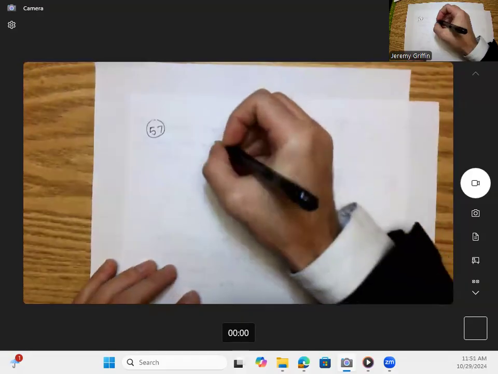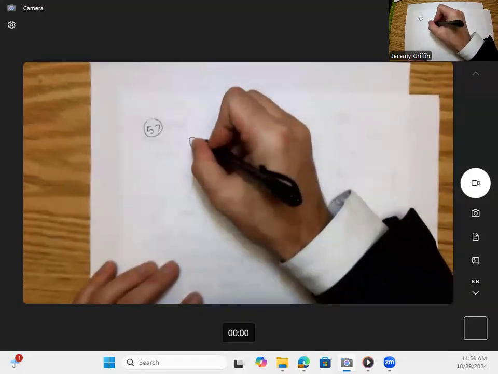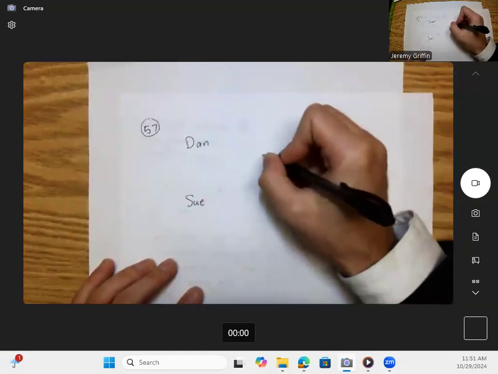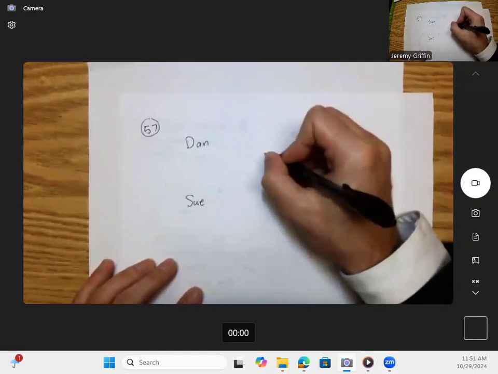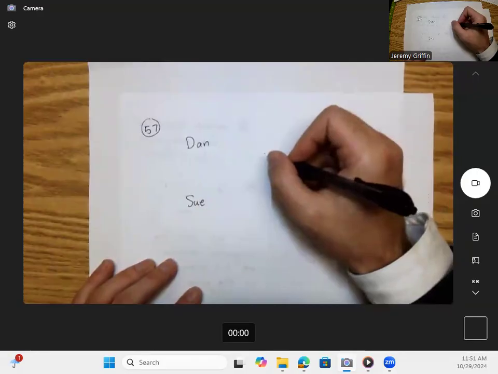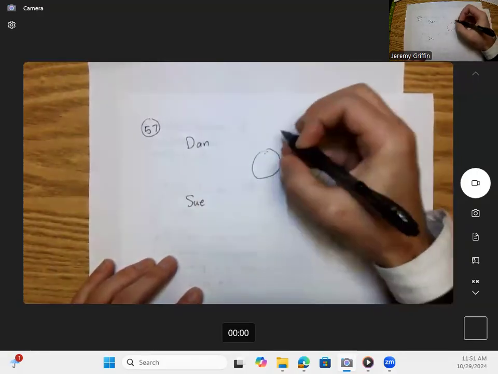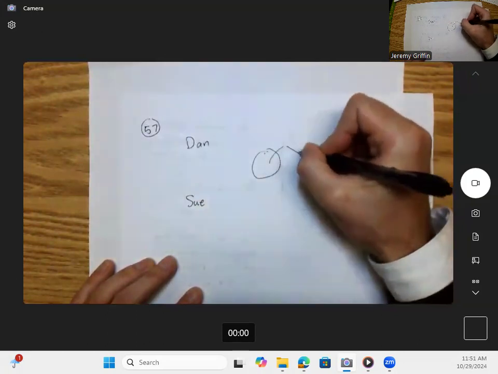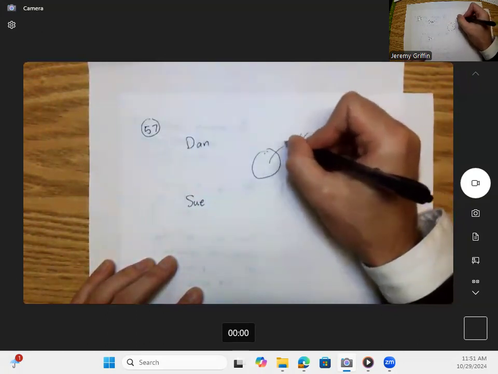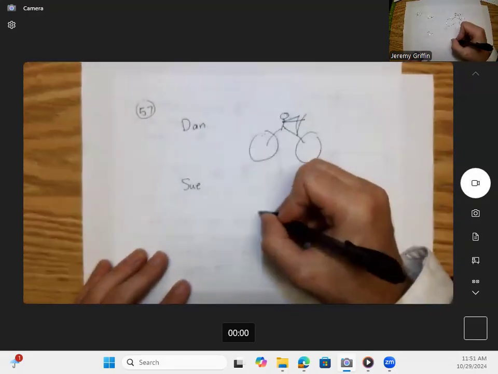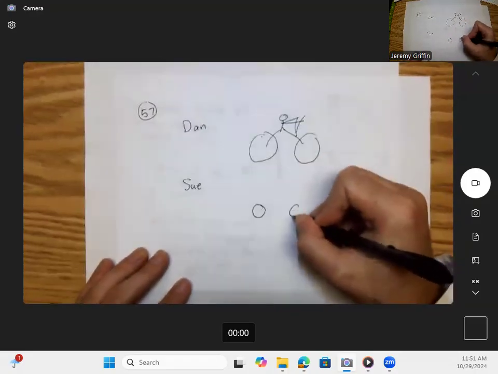57. So let's do Dan and Sue. They say Dan's tires are larger diameter. Let's get a big old bike going here. So here's Dan and his bike. It's got really long Dan arms. And here's Sue's bicycle.